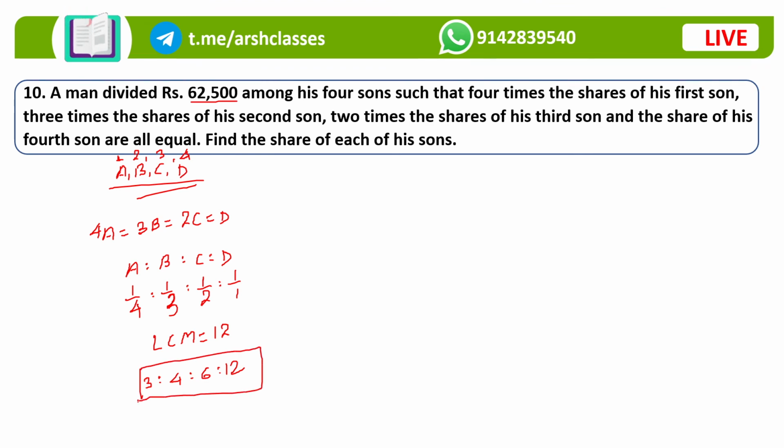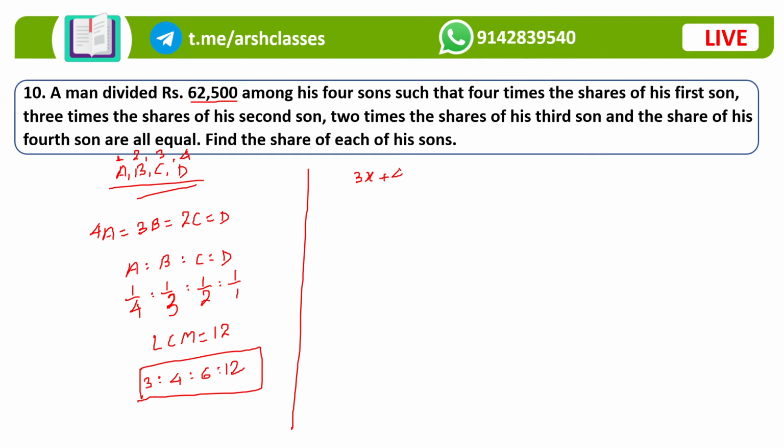Now we need to calculate the values. So how can we calculate? Find the ratio of each of his sons. So now from here, because the total is known, A can be seen as 3 times of X.